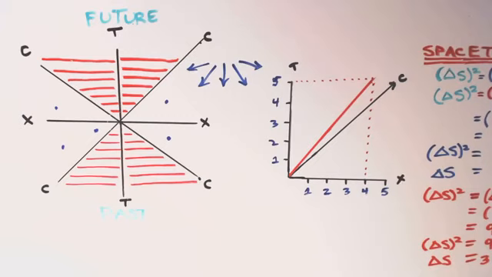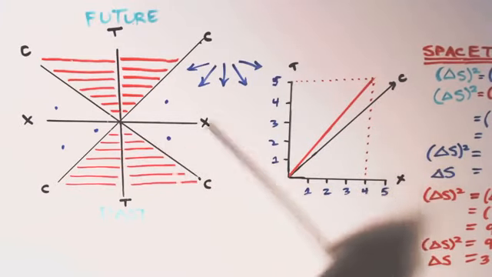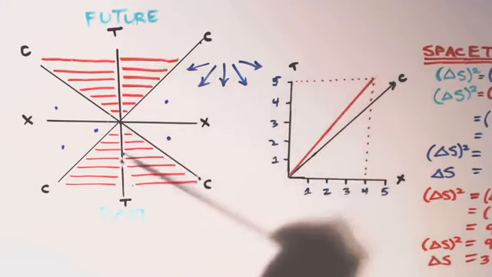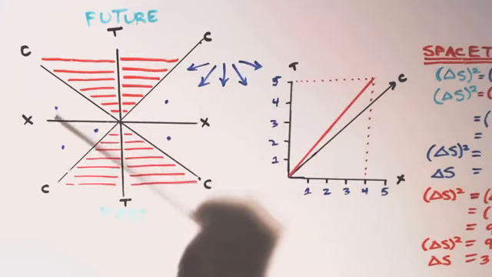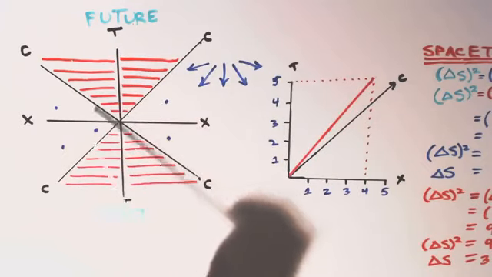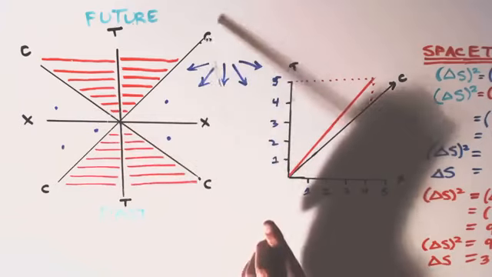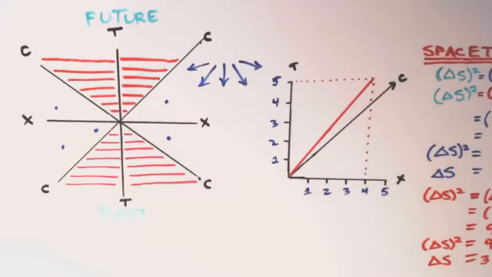I just want to go over a couple of things from the last video about the Minkowski diagram. Here's another example of it. Here would be the time axis. Here would be one spatial dimension, the x-axis, and the speed of light. We fix it at a 45-degree angle.